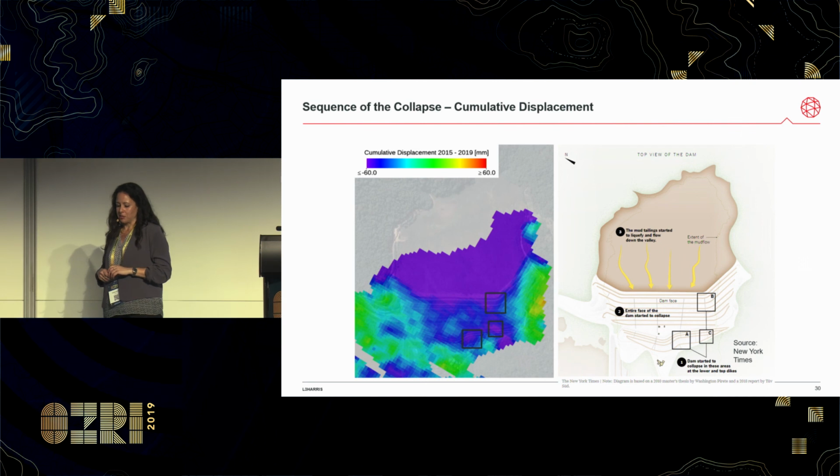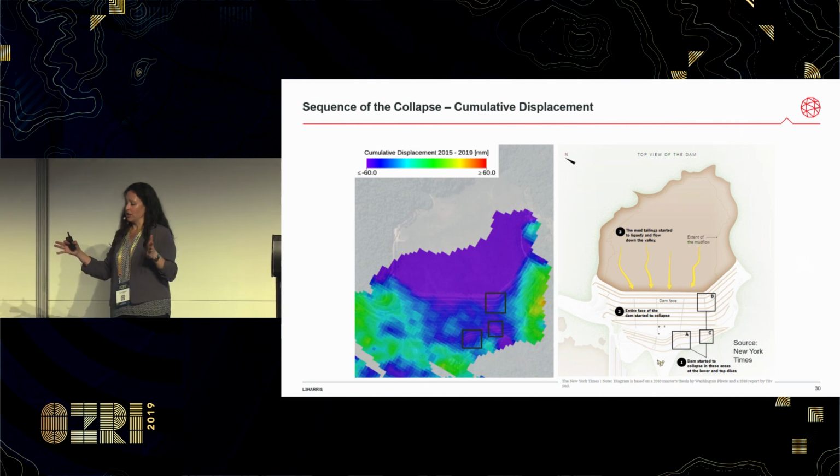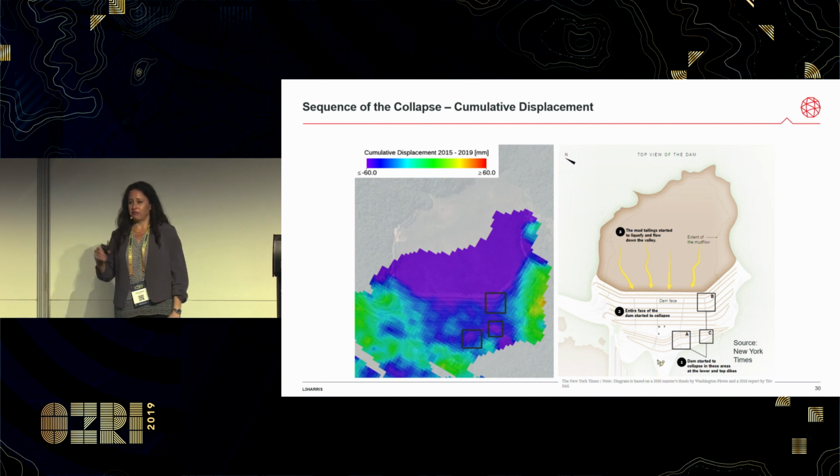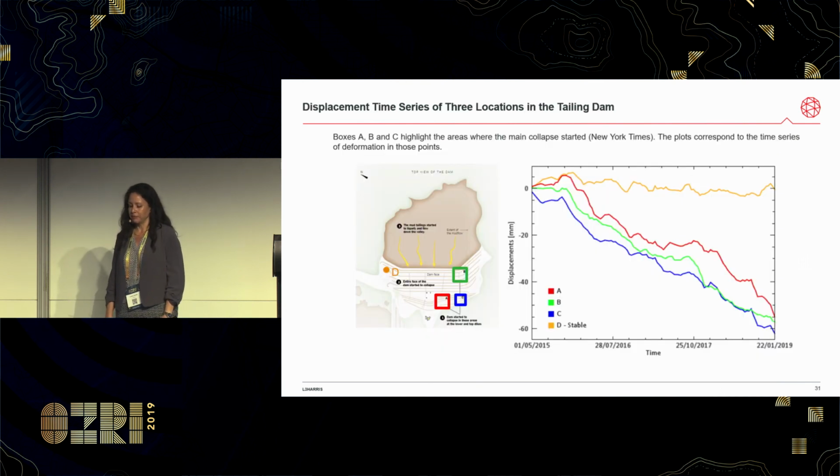Again, the cumulative displacement as well, so this is all the displacement over the years of 2015 to 2019. Now you can see those boxes of where they were showing where those dam failures started and where that corresponds to the purple locations of the highest levels of displacement within the data.